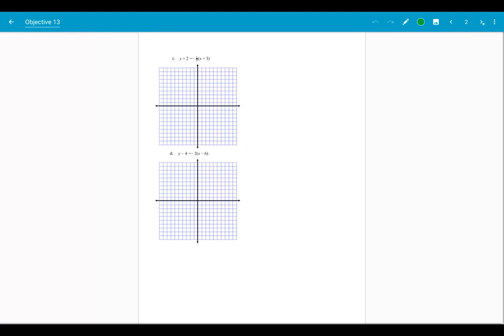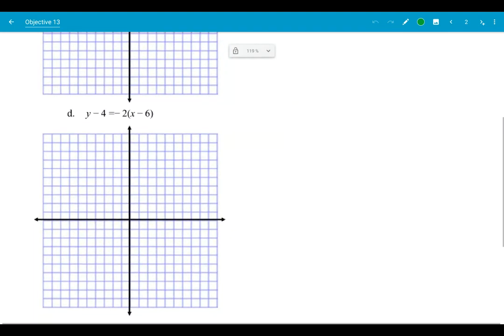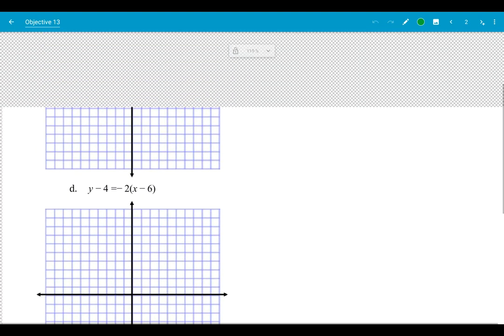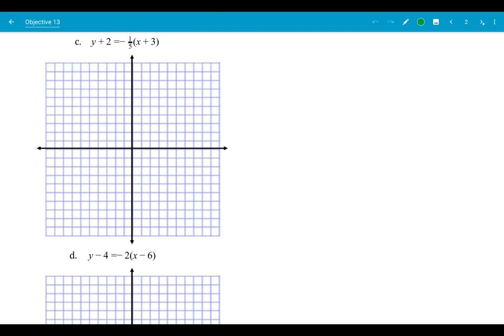Okay, there are two additional problems on the back. What I'm going to do is this. I'm going to quickly pause for you, try both of these, and then we're going to do a quick answer reveal.